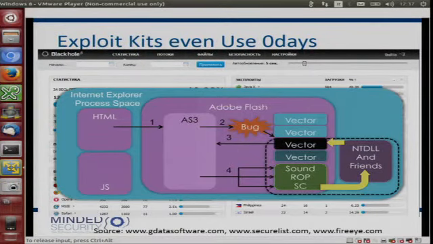0 days are vulnerabilities inside the browser for which there is not a specific patch already in place. If you remember, I was telling before that in the case of MedStar Hospital, they have been breached by using an old vulnerability. 0 day is not an old vulnerability. It's a new vulnerability for which the vendor has not issued a fix at the moment.